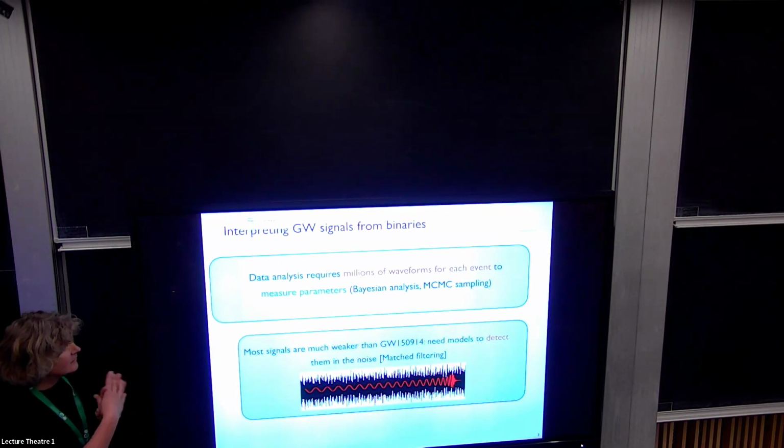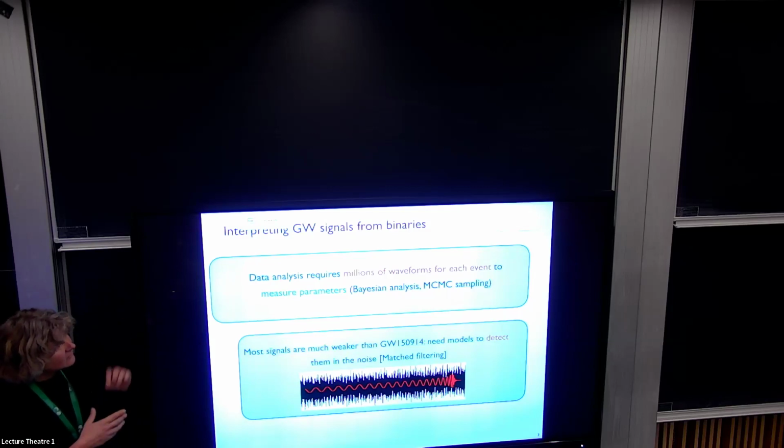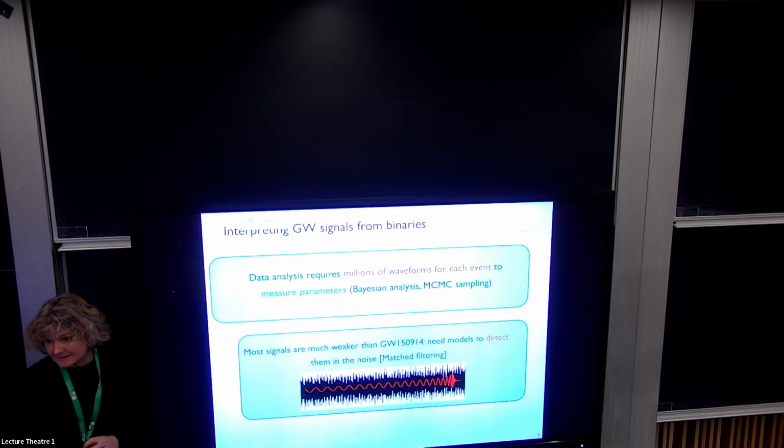And this is done with millions of waveforms for each event. So millions of models are being tried over different regions in the parameter space. And then in the end, it's not just a point estimate, but one gets a probability distribution for what were the most likely source parameters. Here we just restrict it to total mass and distance, but in reality, one needs more than 15 parameters to completely characterize the signal.